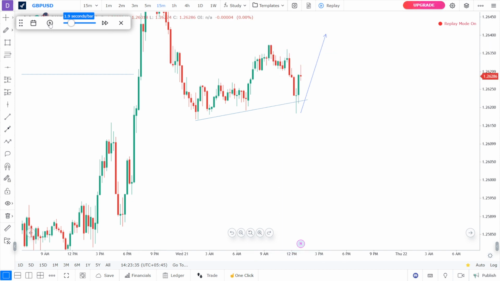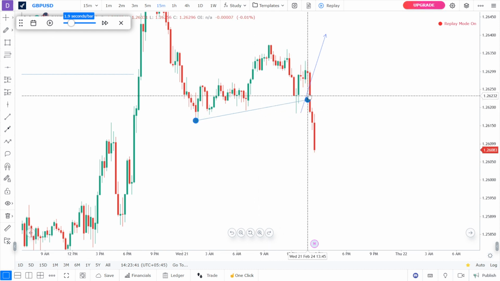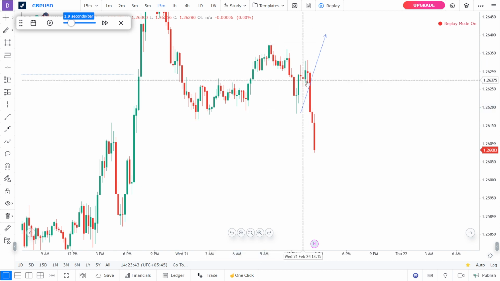So let's move the price forward. The price went up. In this case the price didn't respect that, but we are not even out of the trade, and yes, the price followed that.